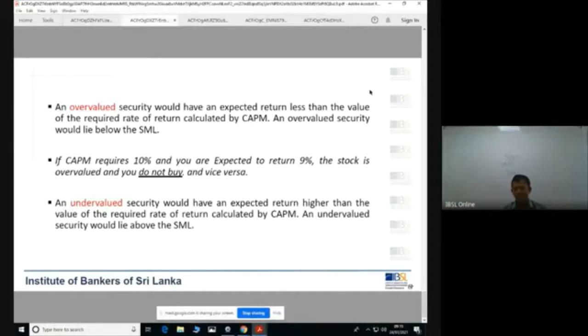Required rate of return for a particular company is 10%, but the particular instrument gives only 9%. Your expectation is more than the particular instrument expectation, then it is overvalue. Don't buy. Why don't you buy? It's overvalue. There is no potential for you to grow. Right? Similar. Understand this, right?